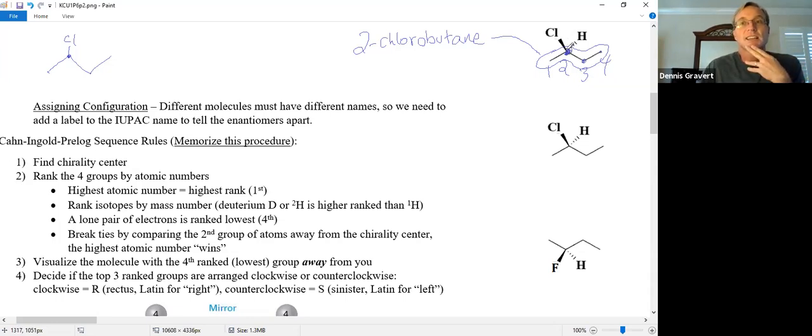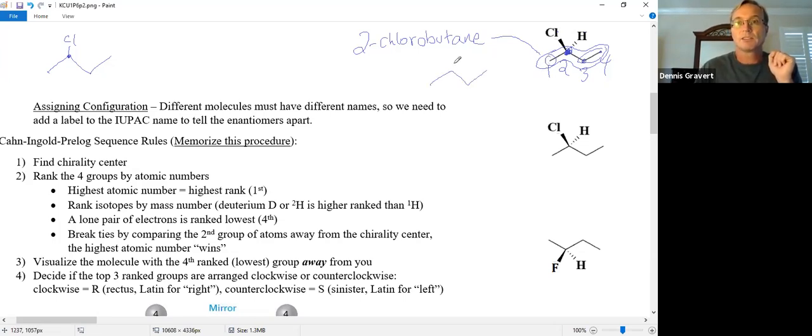So is this second carbon of the chain a chirality center? We go back to our previous video and say, well, there should be 4 different groups if it's a chirality center. So this carbon has an H, a Cl, a methyl, and an ethyl group. So yes, those are 4 different groups attached to carbon 2. This is a chirality center.